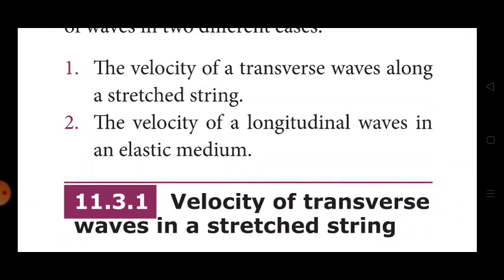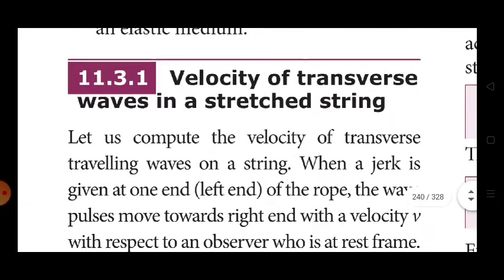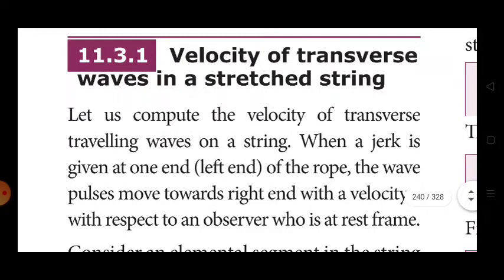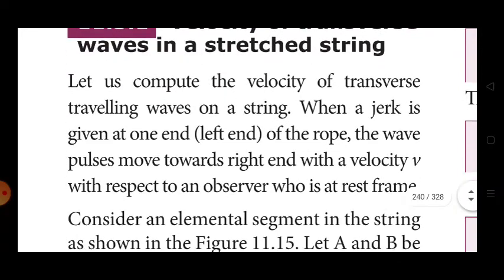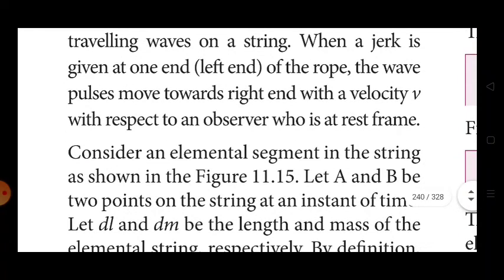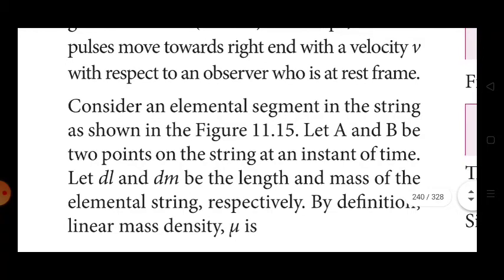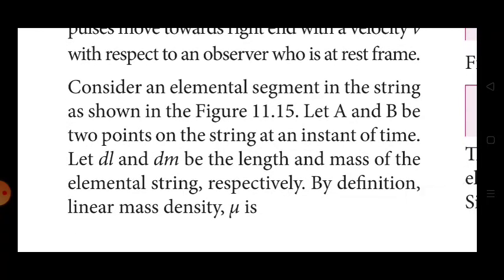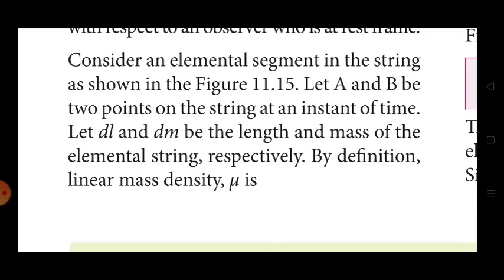First one is velocity of transverse waves in a stretched string. Let us compute the velocity of transverse traveling waves on a string. When a jerk is given at one end, that means the left end of the rope, the wave pulse moves towards the right end with a velocity v with respect to an observer who is at rest frame. Consider an elemental segment in the string. Let A and B be two points on the string at an instant of time. Let dl and dm be the length and mass of the element of string, respectively.